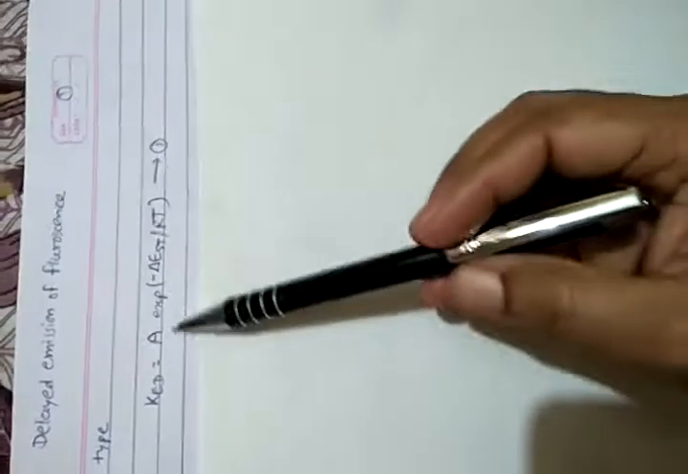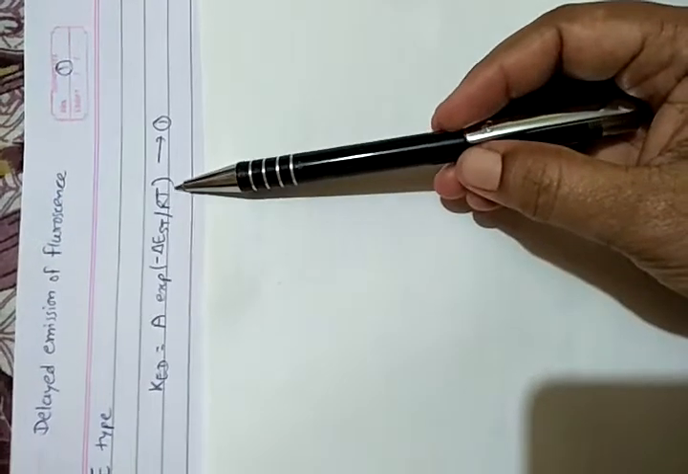So here for delayed emission of fluorescence, we have already seen the diagrams. Now in that case, the rate for that delayed emission of fluorescence will be equal to A exponential of ΔE_ST by RT. So this is equation number 1.